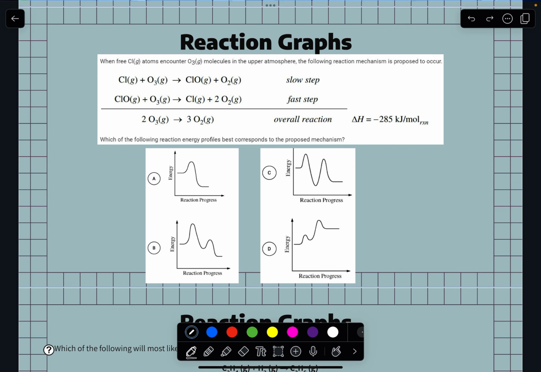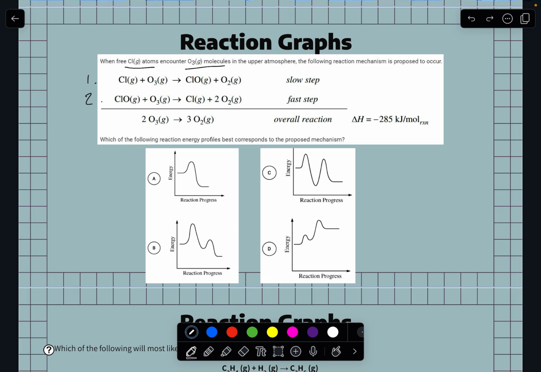All right, so let's look at a question with this. From understanding the parts of a reaction diagram, we can determine which diagram fits a reaction. So we have this reaction here. We have chlorine atoms with ozone molecules in the upper atmosphere, and they react according to this mechanism. So we have two steps, 1 and 2. The first one is a slow step. The second one is a fast step.